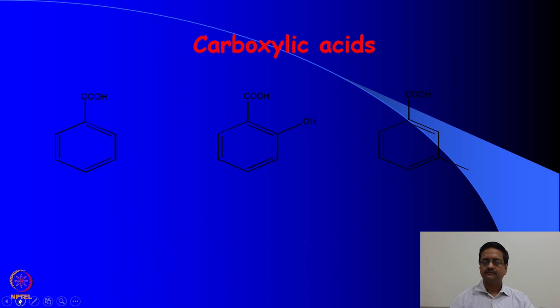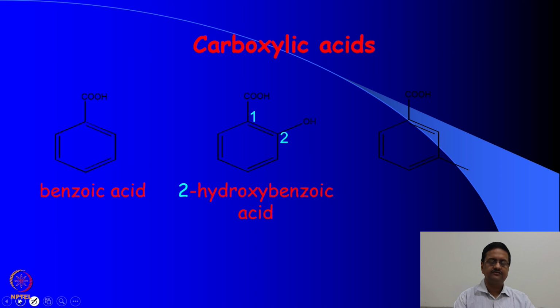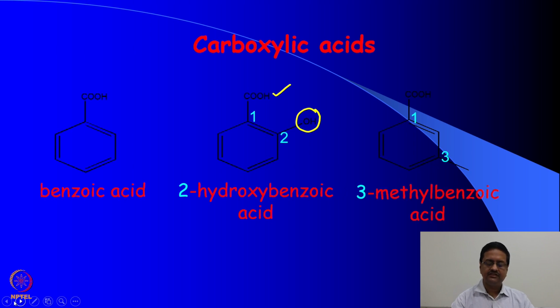In case of carboxylic acids containing aromatic rings, those are the benzoic acids. When you have a substitution on benzoic acid, we can write it as 2-hydroxybenzoic acid. You see here the priority of carboxylic acid is given over the priority of OH group, and then you can have 3-methyl benzoic acid. So, the carboxylic acid gets higher priority over the methyl group.